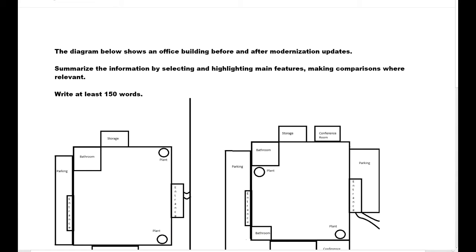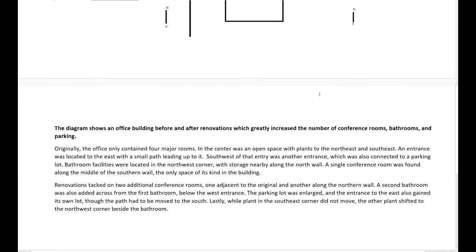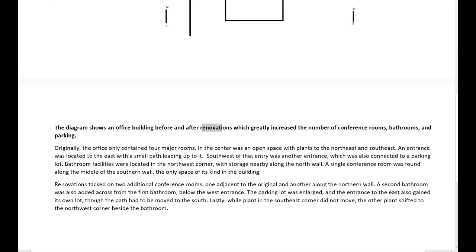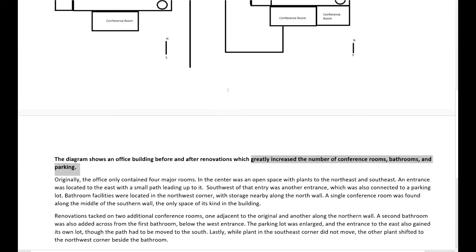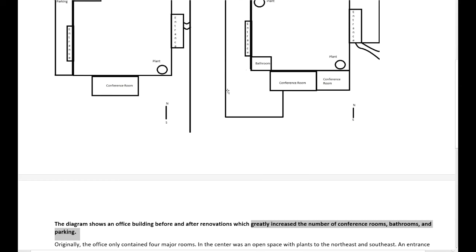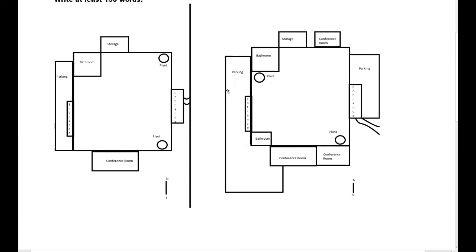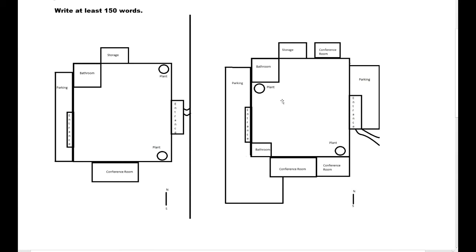Okay, so the prompt shows an office building before and after modernization. But here we talk about after renovations, and then we mention the specific things. Greatly increased number of conference rooms, bathrooms, and parking. Okay, so these are things that are not mentioned in the prompt. The only way you could make this sentence is by actually looking at the chart and noticing the differences.